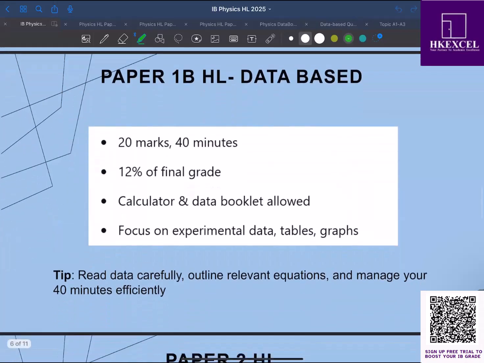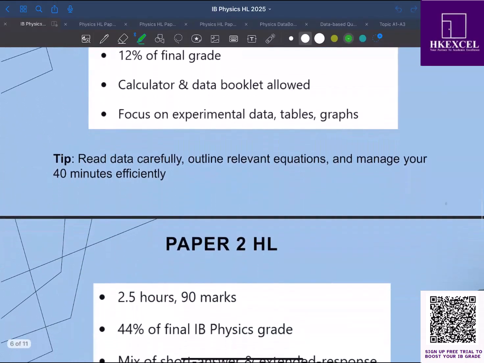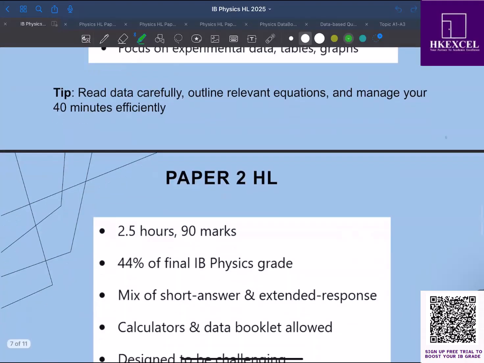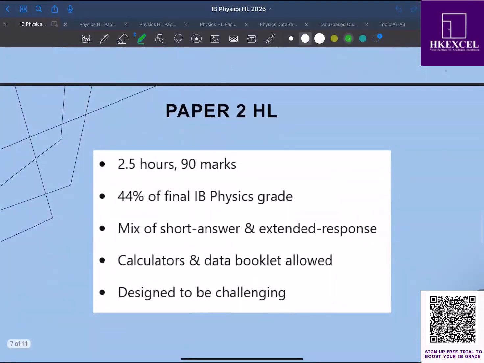Now, let's dive into paper 2 HL. Paper 2 is short answer and extended response type questions. It's 2.5 hours long and 90 marks in total, and it's worth 44% of your final IB grade. Again, calculator and data booklet are allowed. Keep in mind that this paper 2 is known to be challenging because it has more advanced or multi-step problems.